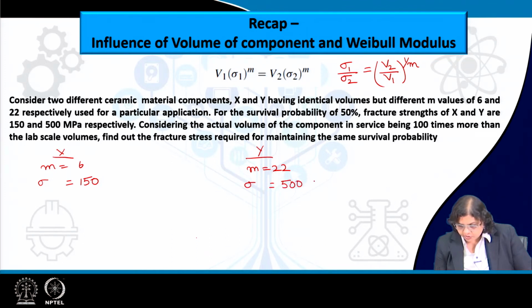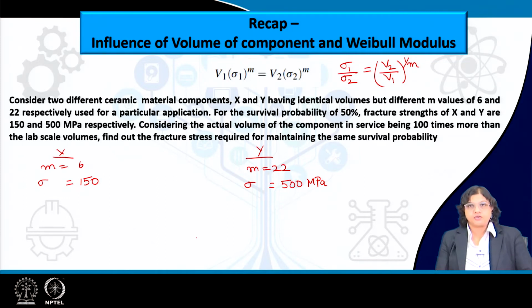500. So, it is important to note also here that as the Weibull modulus is higher for the condition y, for the sample y, we see a higher fracture strength as well. So, fracture strength is also related to Weibull modulus, and by solving the problem we will also get to see how a higher or lower Weibull modulus value influences the variability in the fracture strength of the material. Okay.